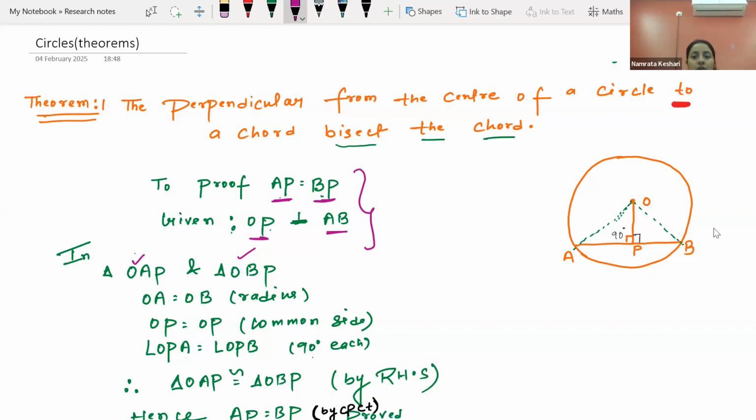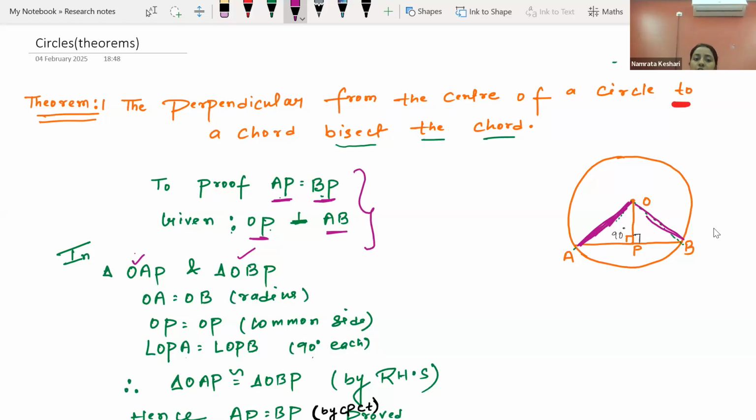Yes, ma'am. Okay, so that's what we are trying to do. We have taken triangle OAP and triangle OBP, and we are trying to prove them congruent. At first, we can say that OA and OB are same because these two are nothing but the radius of the same circle, right? Yes, ma'am. Okay, OA and OB are same. Then OP is the common side.